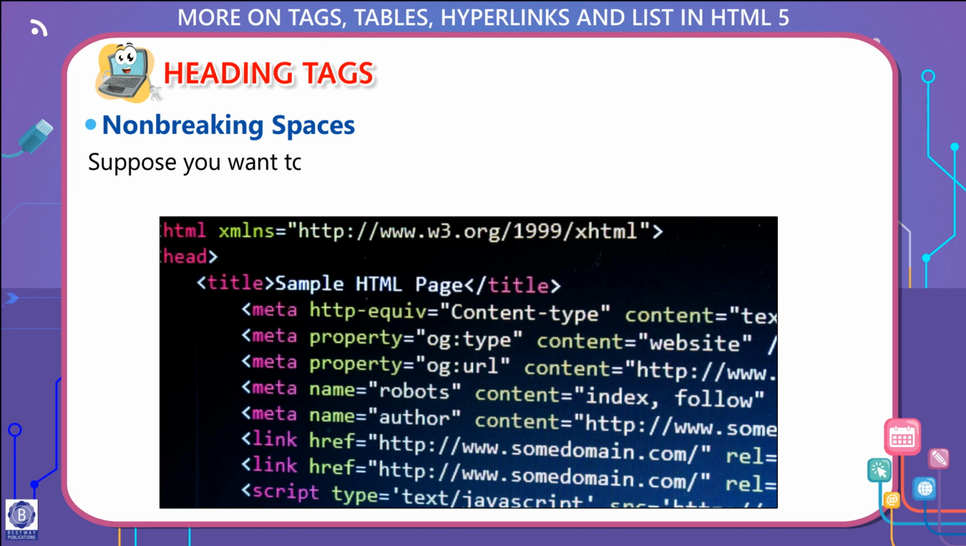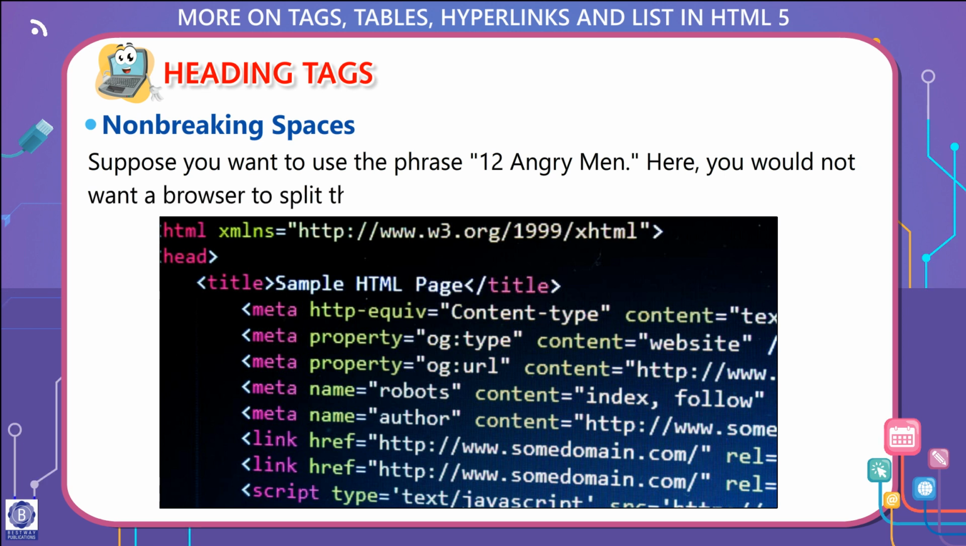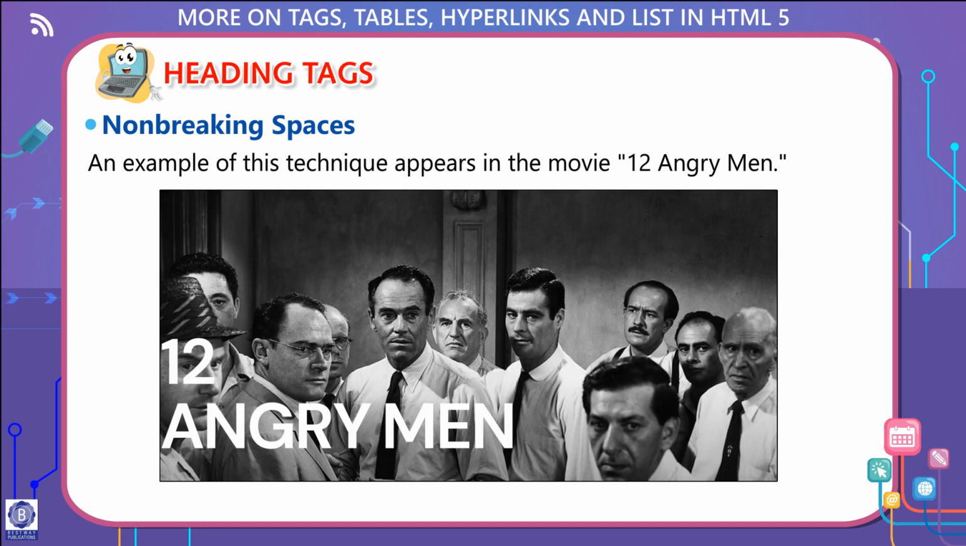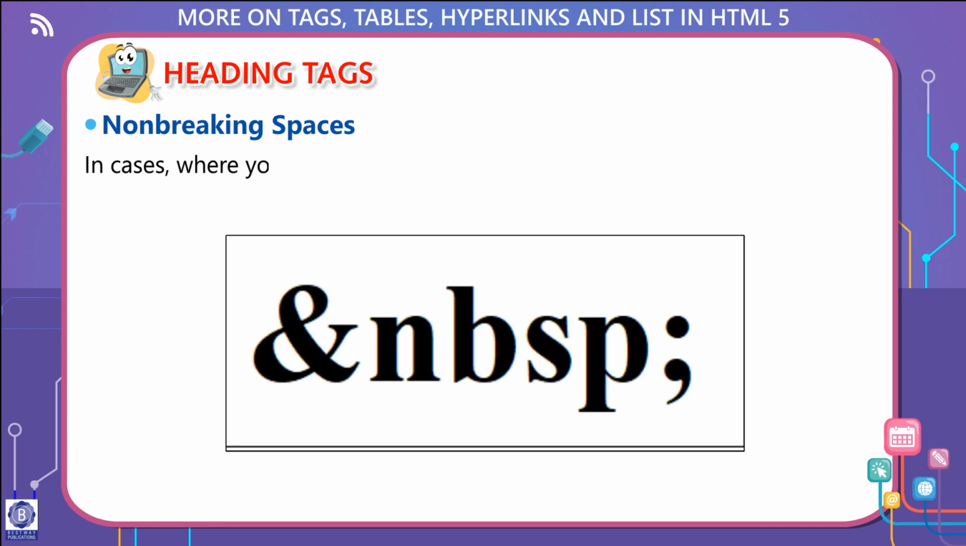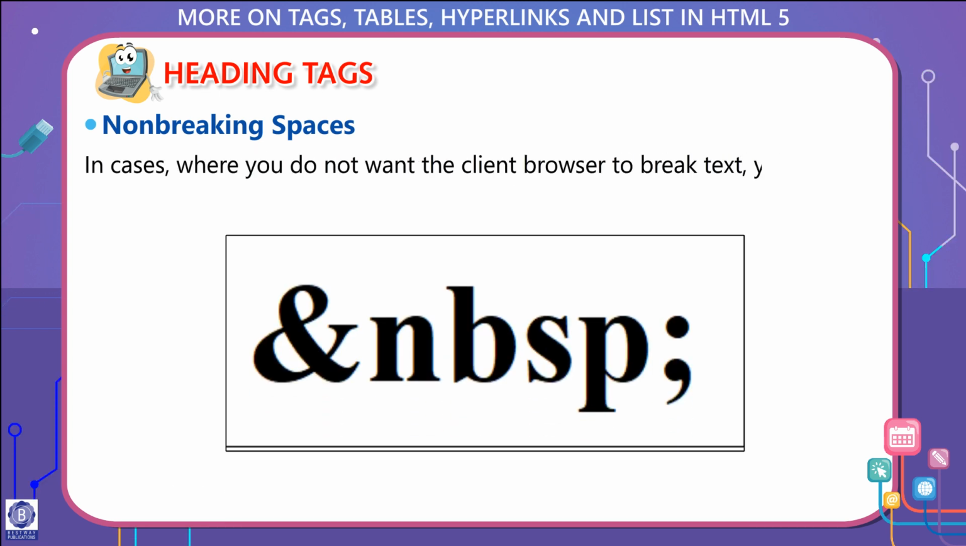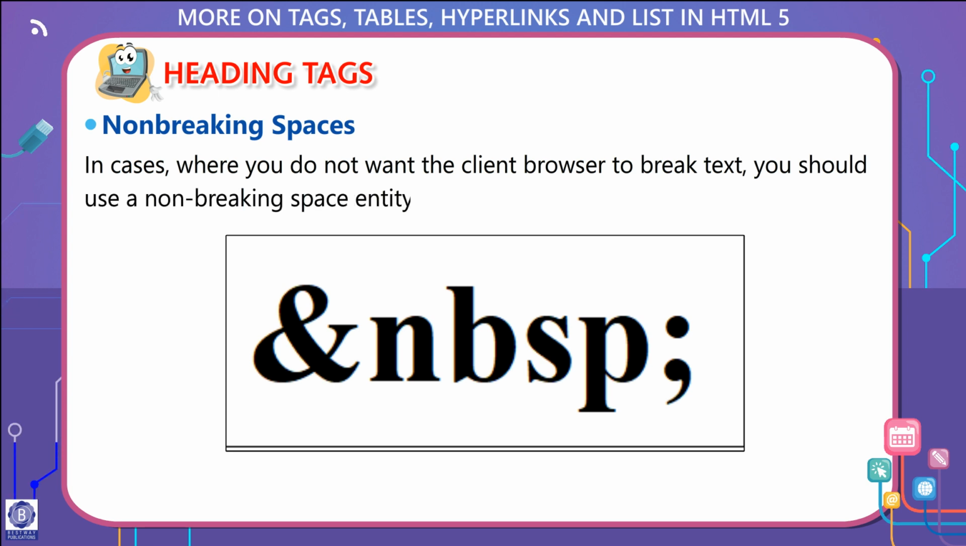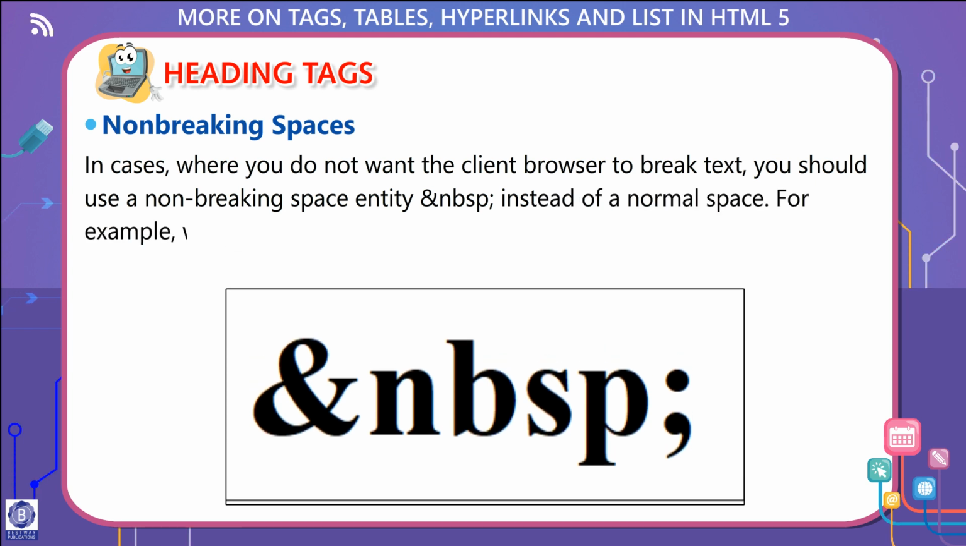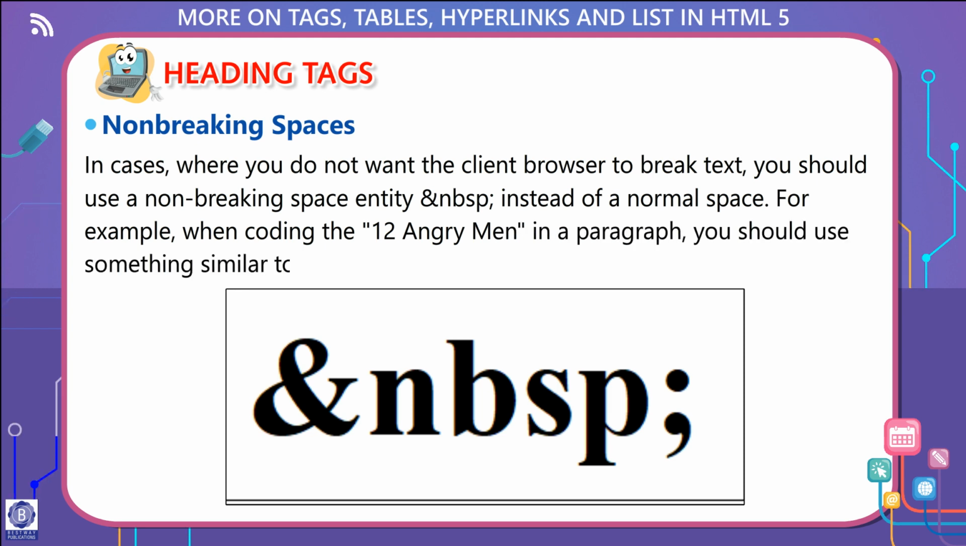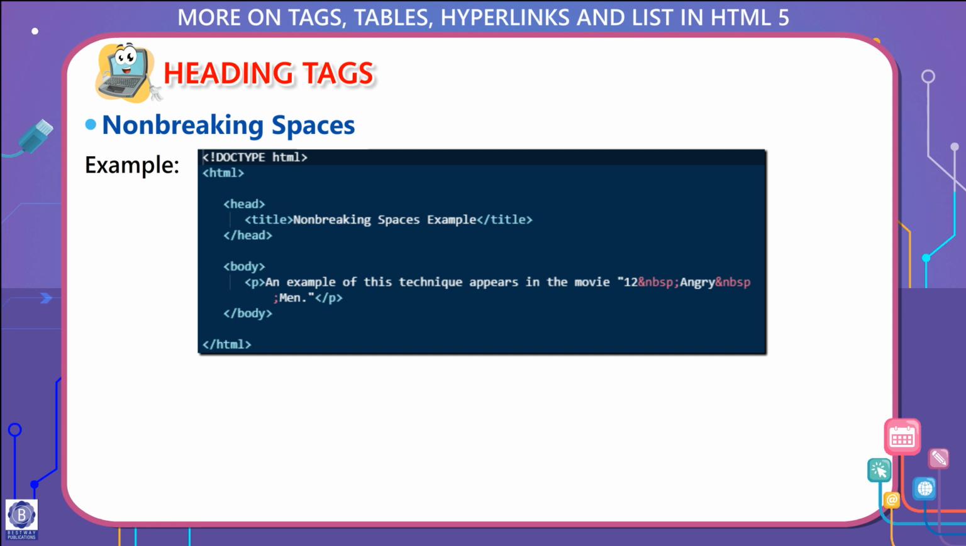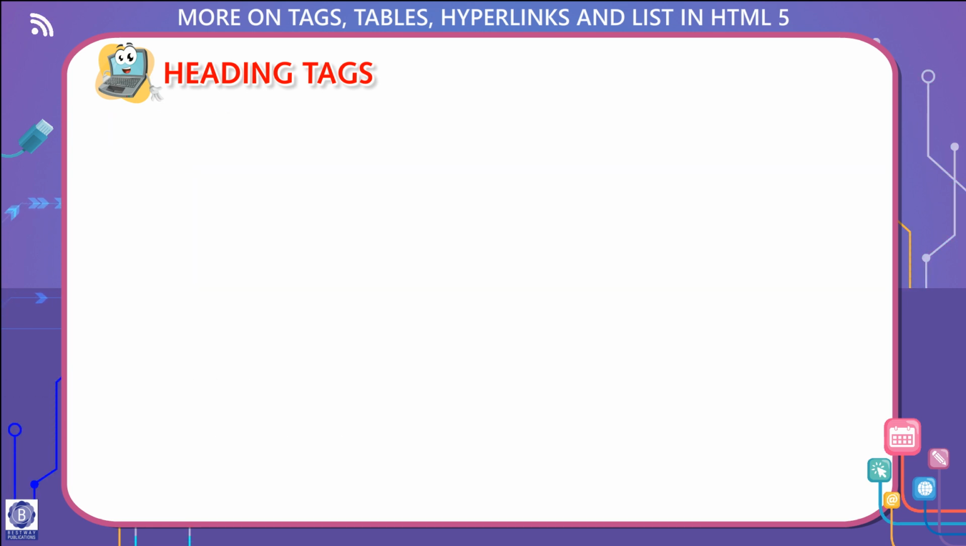Non-breaking spaces. Suppose you want to use the phrase 12 Angry Men. Here, you would not want a browser to split the 12 Angry and Men across two lines. An example of this technique appears in the movie 12 Angry Men. In cases where you do not want the client browser to break text, you should use a non-breaking space entity, &nbsp;, instead of a normal space. For example, when coding 12 Angry Men in a paragraph, you should use something similar to the following code. Example: this will produce the following result.